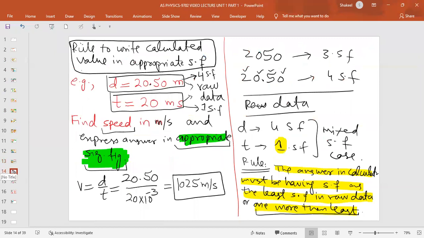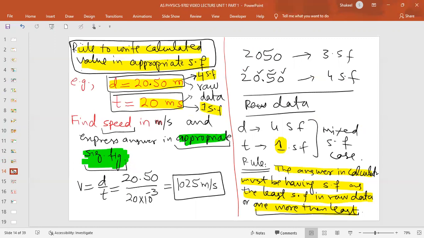The next thing is, what are the rules to write the calculated value in appropriate significant figure? This question is important in theory paper. Let's say the distance is 20.50 meters. So this is 4 sig fig. All the zeros are significant, and time is 20. So in time, only one significant figure is there. This zero is not significant.